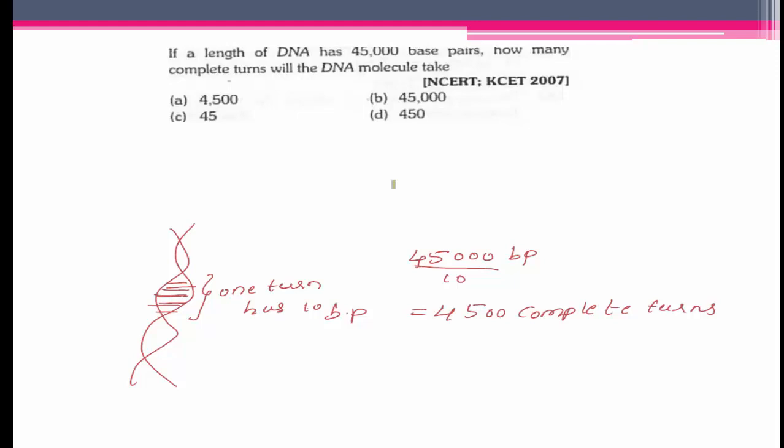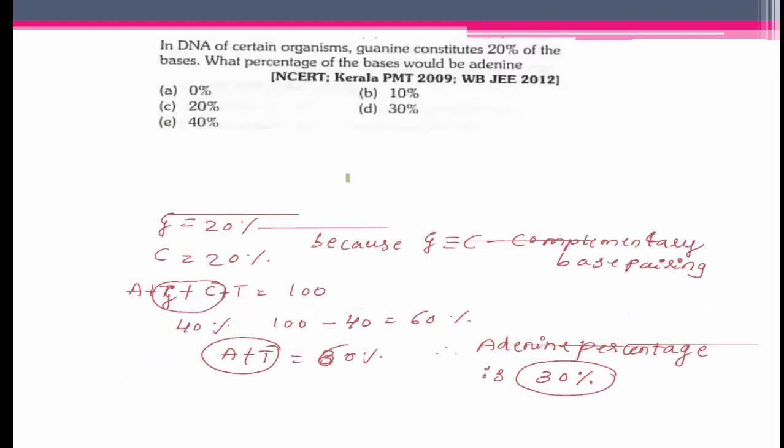Very simple, divide it by 10. The number of complete turns becomes 4,500. So this is the answer. Then coming to the next one.